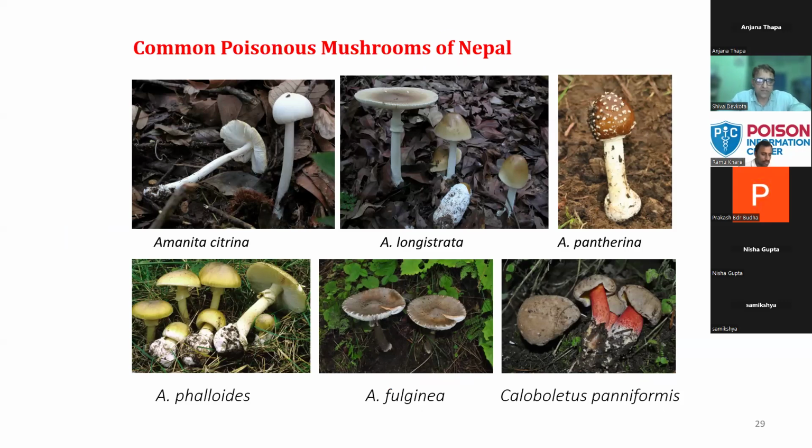So this is Amanita citrina. This is very poisonous and reported from Nepal. This is Amanita longistriata. We reported it from Palpa. This is Amanita pantherina. This is Amanita phalloides, the death cap. This is Amanita fuliginea. We reported it from the Everest area. And this is Caloboletus panniformis, also from the Everest area. So these are some of the poisonous mushrooms.